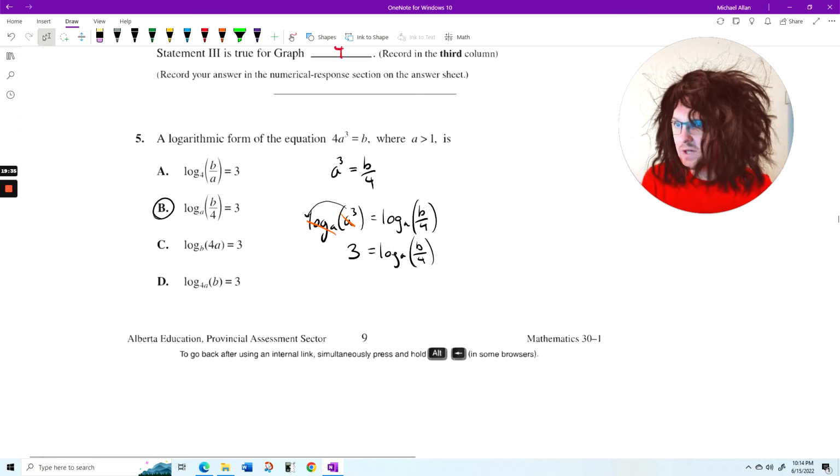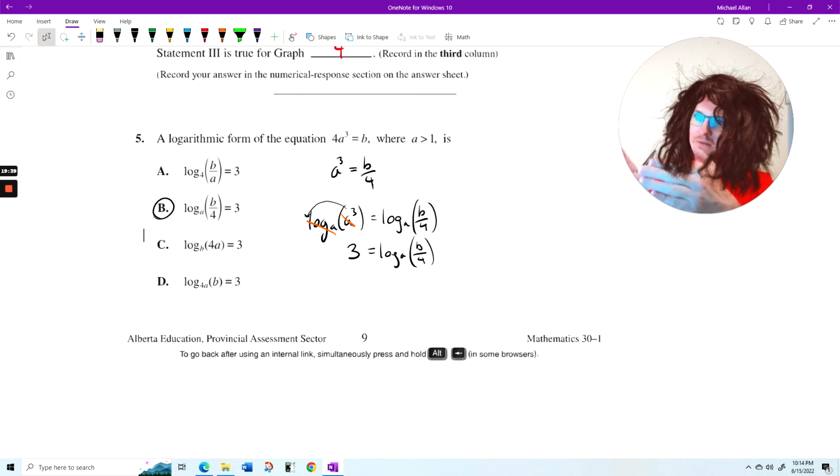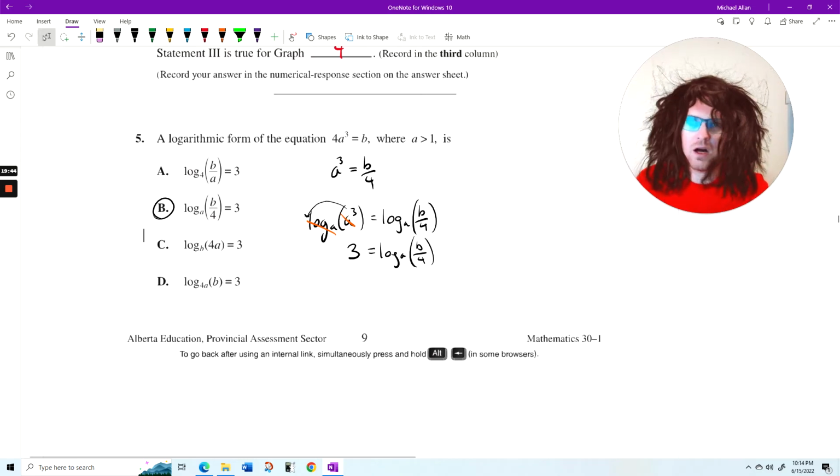So I wouldn't take the log right away. You could, but then it wouldn't really match any of those because you'll have to separate it and minus it and then put it back together. It still works, it's just a very long way to get around it.